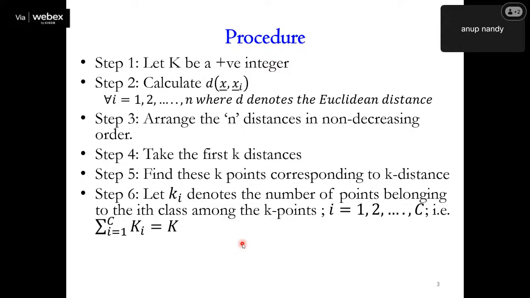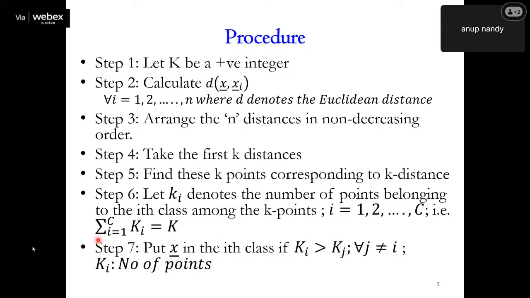Or it may so happen that this class representative will be any one of the classes based on the minimum distances. So the minimum distance may belong to class 1, or class 2, or class 3. This way you need to understand how these things work, and this is a very important part here. After that, you have to put x in the ith class, because x's class level is not given to you. Your objective is to find the class level of x, and you put x in the ith class if ki is greater than kj for all j not equal to i, because here you are going to use the majority voting technique. So that is ki.